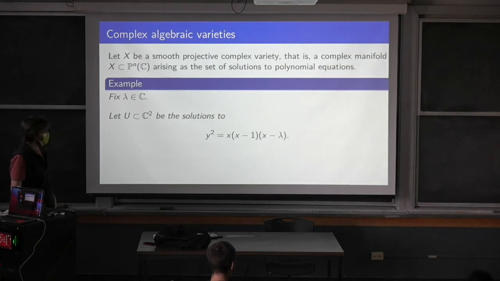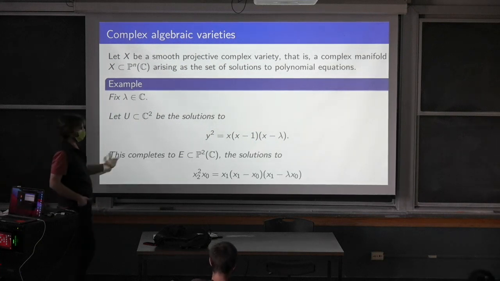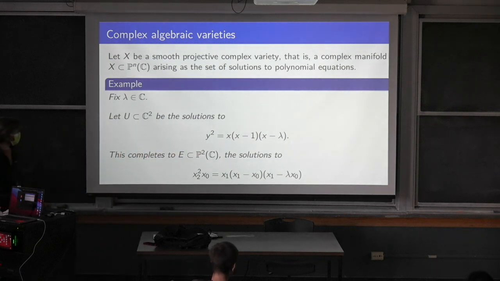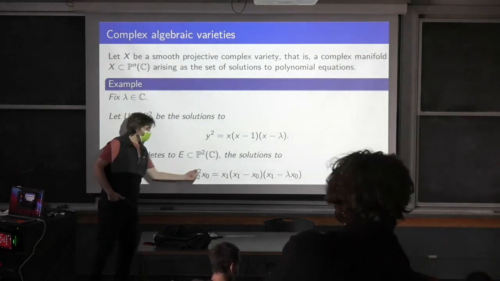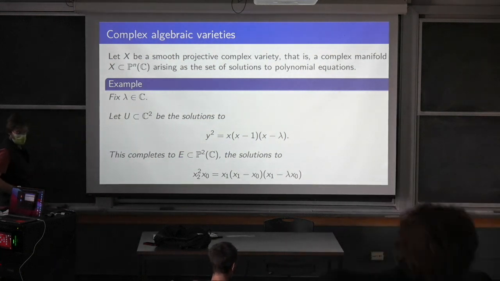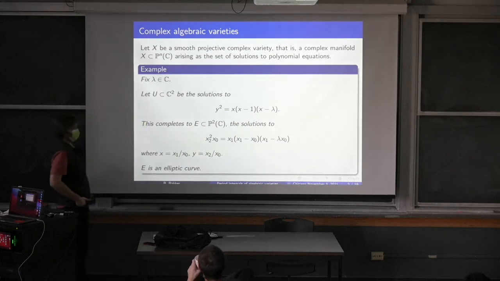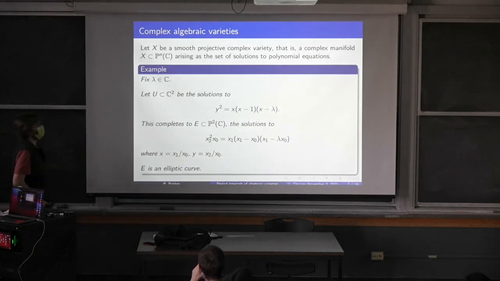Of course, it's non-compact, so it's useful to compactify it. So we complete it by closing it up in the projective compactification of the complex plane. And we do that by forming the associated homogeneous equation. So this is now a compact projective curve inside of projective space. And if you haven't seen this before, this is the elliptic curve.